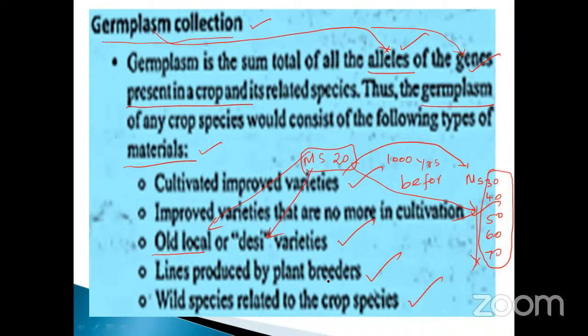Lines produced by the plant breeder. What is the meaning of lines? These are the new varieties produced by the plant breeders. Wild species related to the crop species. Wild species and also crop species. These two things are very, very important.